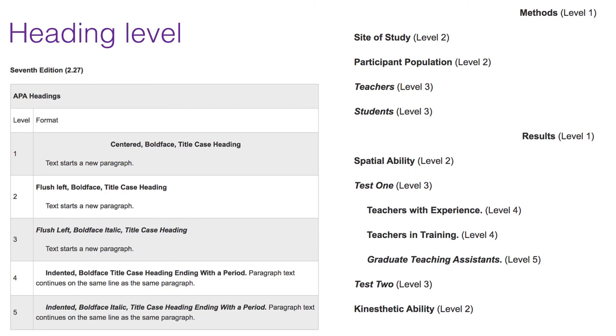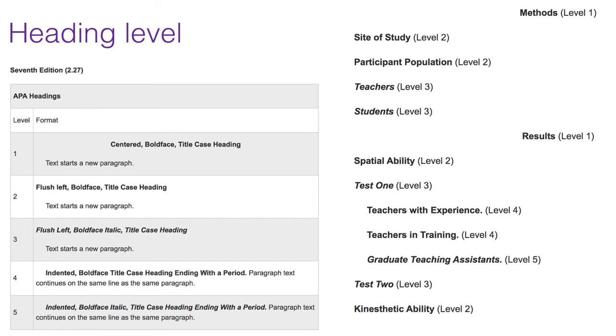When you write your paper, if you have multiple levels of headings, then you can follow this rule. So you see the 5 different levels of heading. First level, second level, third level, fourth level, fifth level. So first level: centered, boldface, title case heading, text starts a new paragraph. Second level: flush left, boldface, title case heading, text starts a new paragraph. So third, fourth, fifth, you can take a look at that. And the example is on the right side.